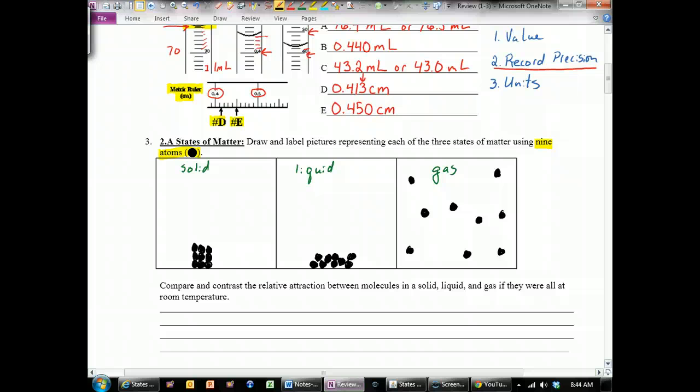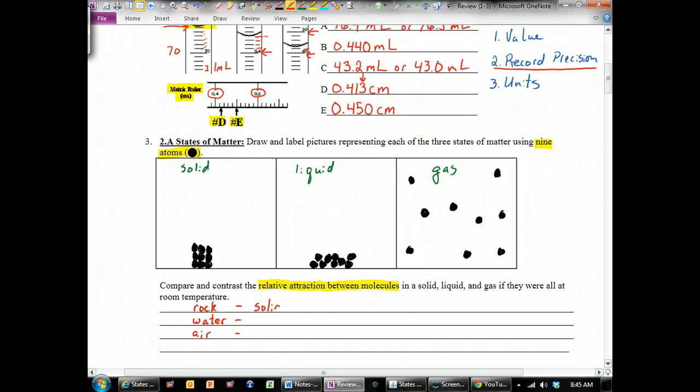So down here, it's asking about the relative attraction between molecules in a solid, liquid, and gas. If they were all at room temperature, it couldn't be the same substance. So 3 examples that you might have are a rock, water, and air. Now, rock and water are compounds, and air is a mixture of molecules, but a rock is a solid at room temperature because the attraction between molecules is so great.